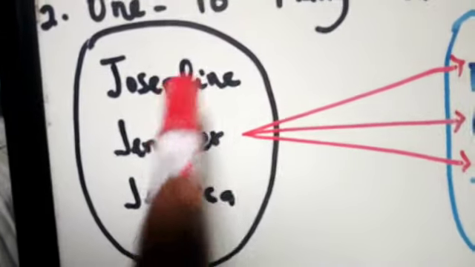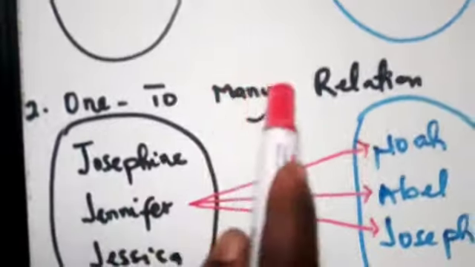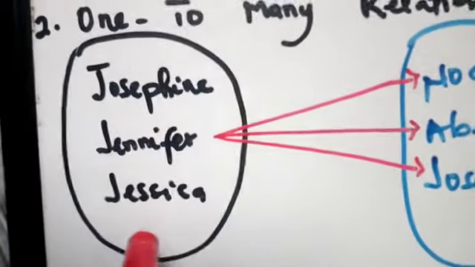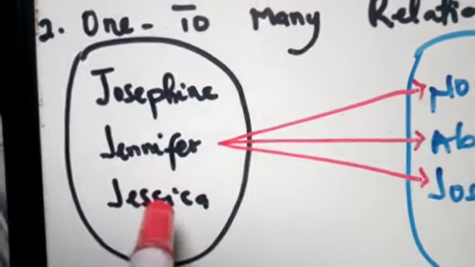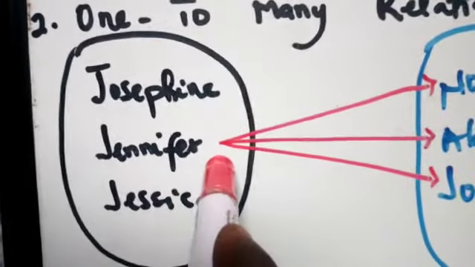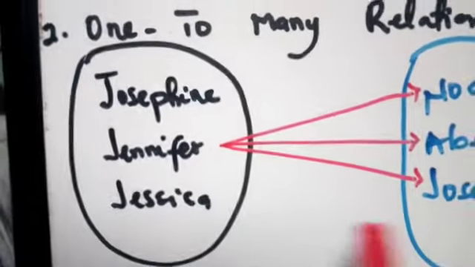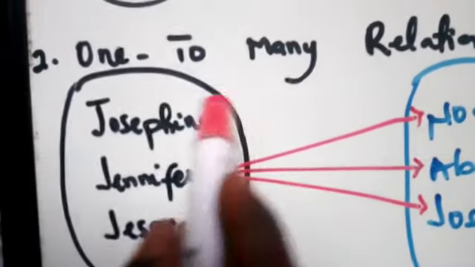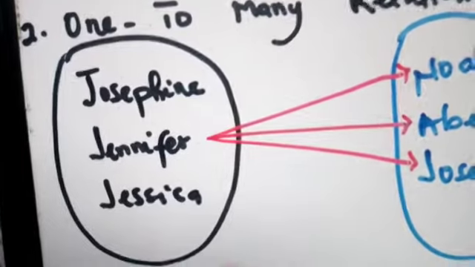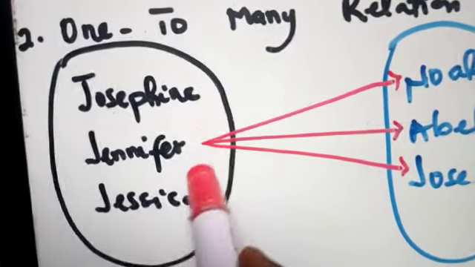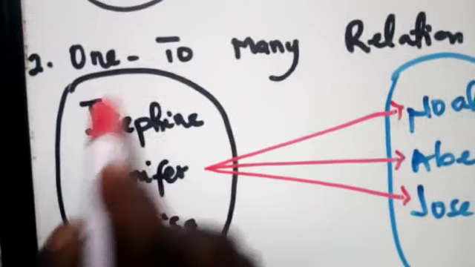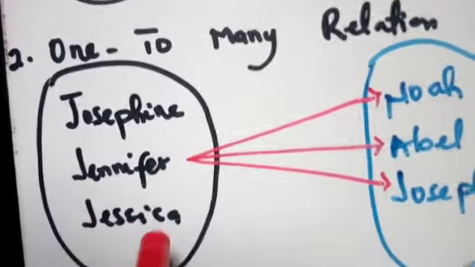So the domain of this one-to-many relation is what? Josephine, Jennifer, and Jessica. That is what we call the domain. The domain is where you are moving from. So the domain for this set is Josephine, Jennifer, and Jessica. These people are the domain.